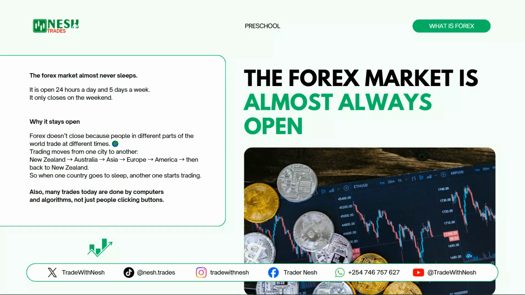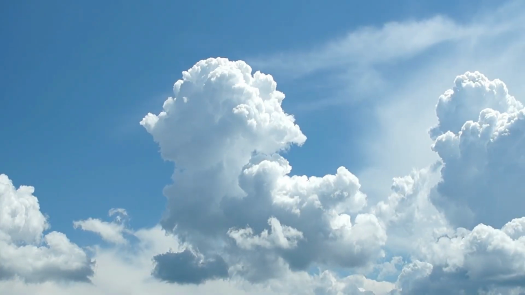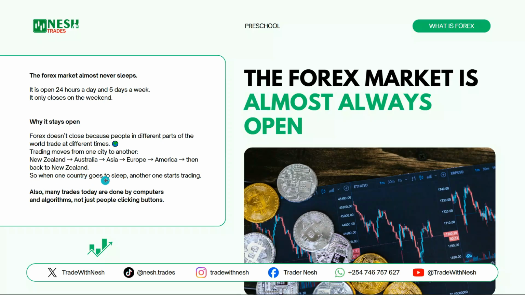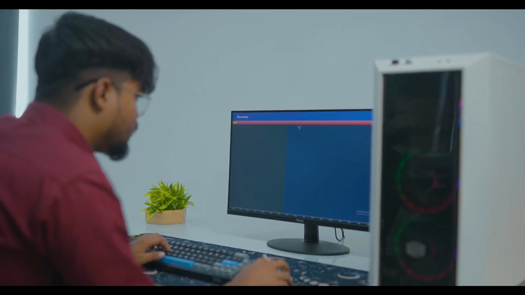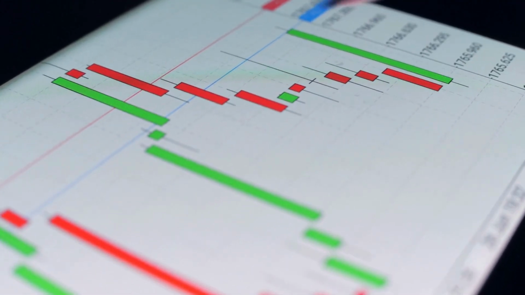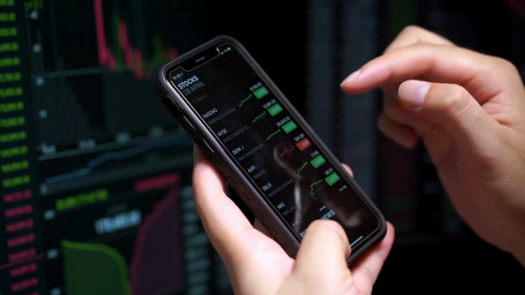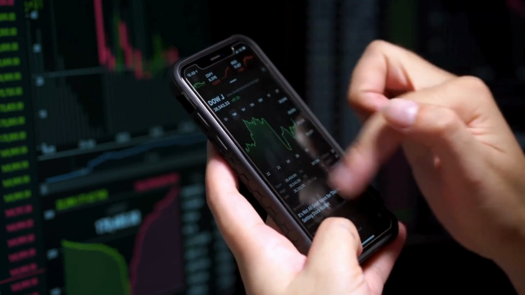So you'll find that at one place it's night and people are asleep, and in another place it's daytime and people are trading. So it only closes on the weekend. All right, so when one country goes to sleep, another one starts trading. And also many trades today are done by computers and algorithms, not just people clicking buttons like before. Maybe I'll explain how it was done back then in a different video, right?